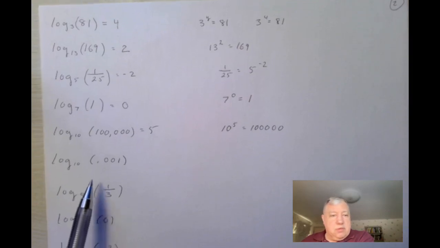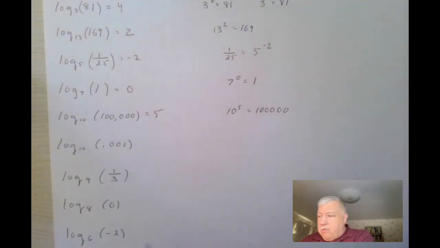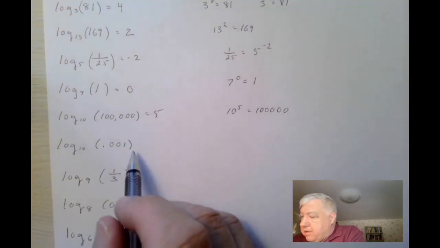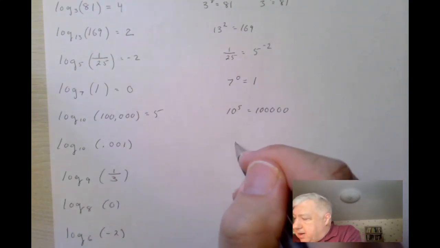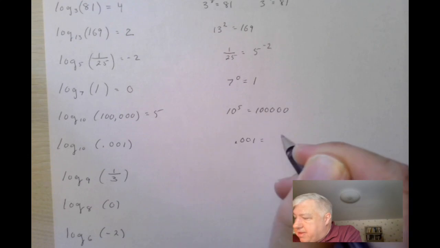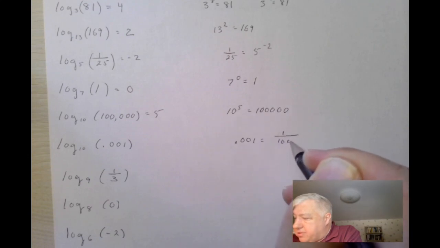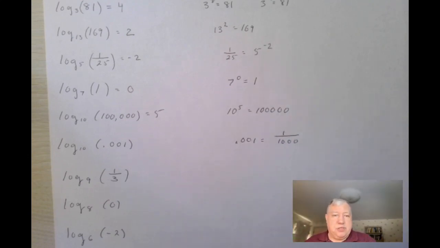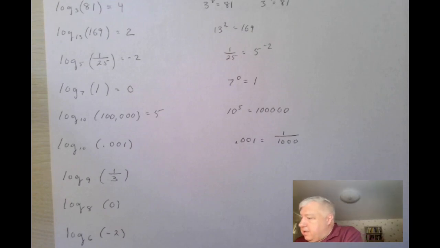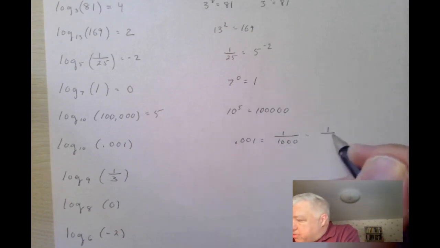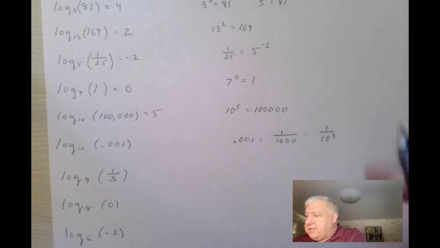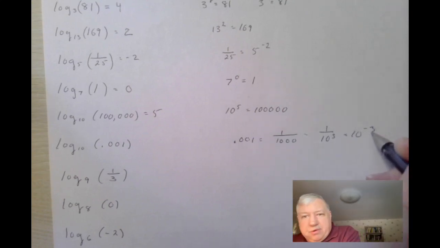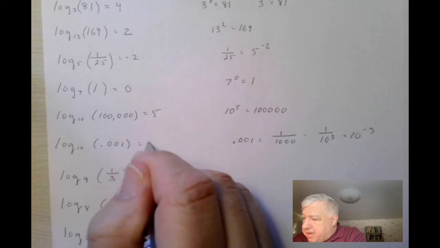What about log of 0.001? This turns out to be minus 3. 0.001, you can think of this as 1 over 1,000. With a fraction, it's the same thing. So this is 1 over 10 to the 3rd, which is the same thing as 10 to the minus 3. So this is going to be minus 3.